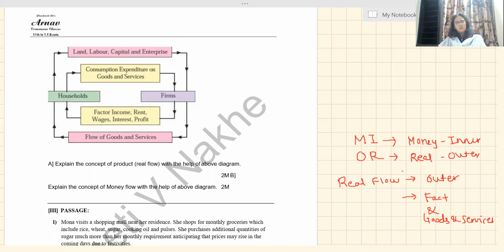So this is sufficient for 2 marks. You can refer to your textbook. I'm not dictating the answers, but in simple words, I have explained what exactly you have to cover. With this, we have finished the diagram parts also. So in the next video, we will cover the passage part. Thank you.